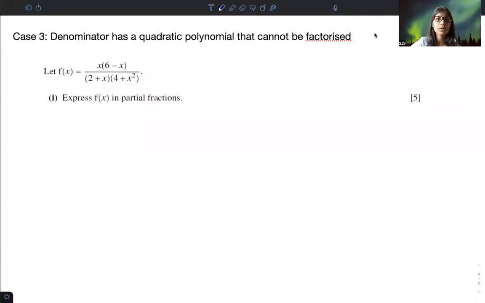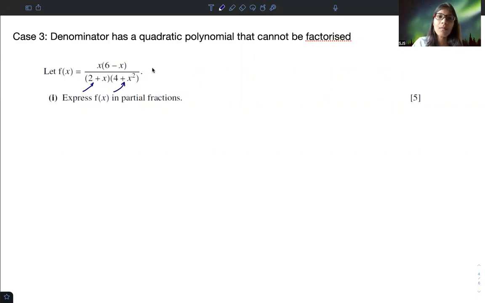Hi everyone. So now let's take a look at our third case where you have the denominator in which there is a quadratic polynomial that cannot be factorized. For example, in this case. So we have a linear polynomial 2 plus x and we have a quadratic polynomial also 4 plus x squared which cannot be factorized unlike the case 3. So how do we decompose this kind of fractions?